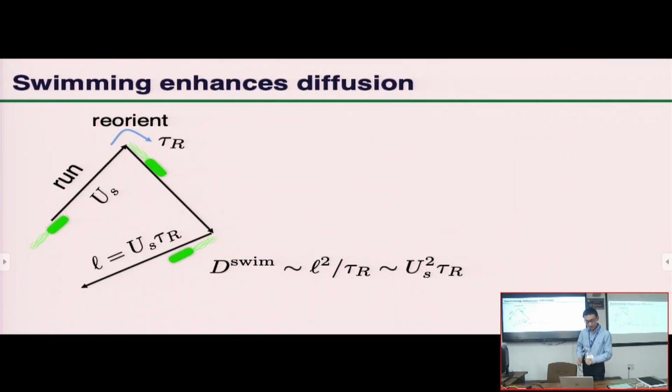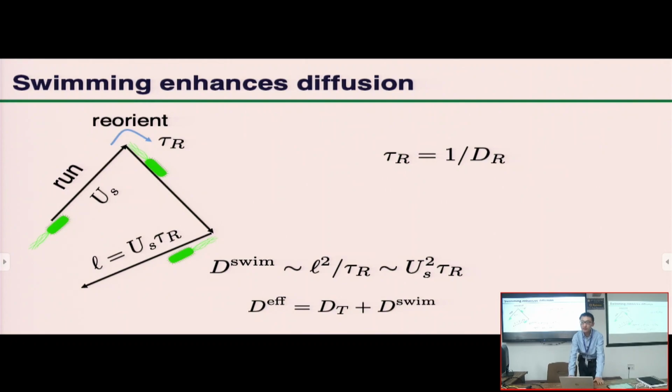We call this the swim diffusivity because that's due to the swimming motion coupled to random reorientation. So if we make use of this random walk perspective, then the swim diffusivity must scale as L squared over tau_r, where L is the step length. And L is just the swim speed times tau_r. Then you have the third relation, which is that D_swim scales as the speed squared times tau_r, where I've just rewritten the step length by the velocity times tau_r.